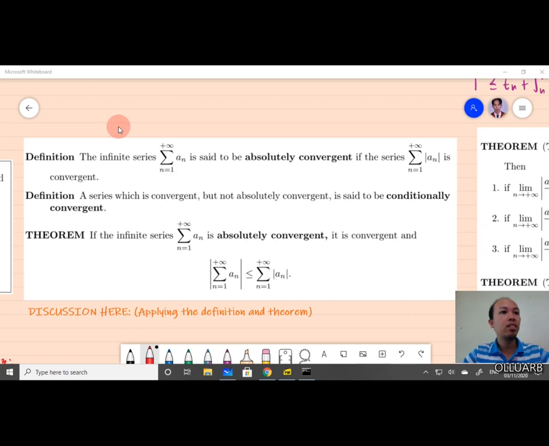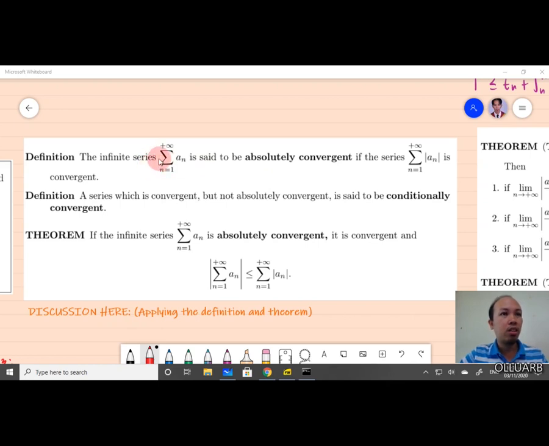Hello everyone. In this lecture video, we will be discussing absolute convergence, conditional convergence, the ratio test, and the root test. So for our first definition, as you can see here, how to determine if a series is absolutely convergent.